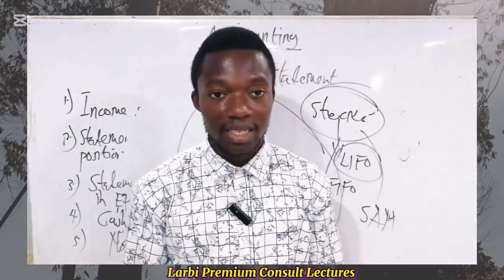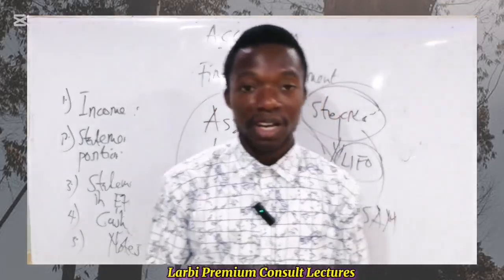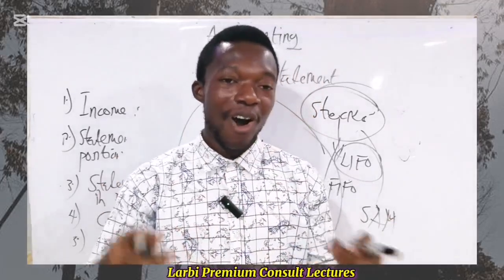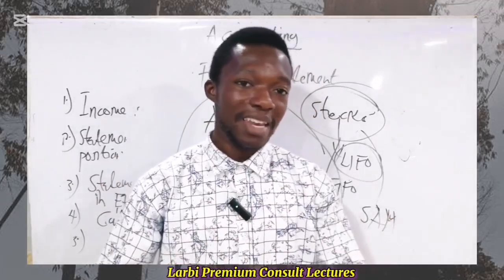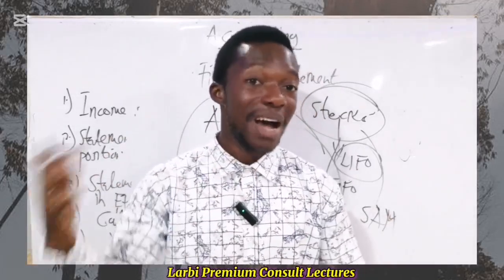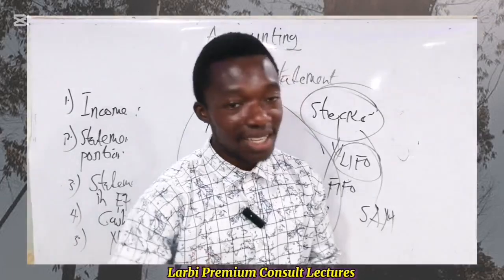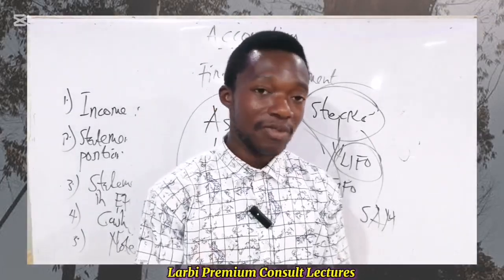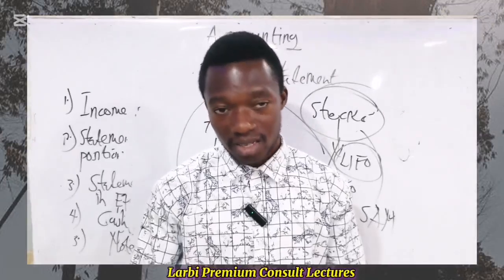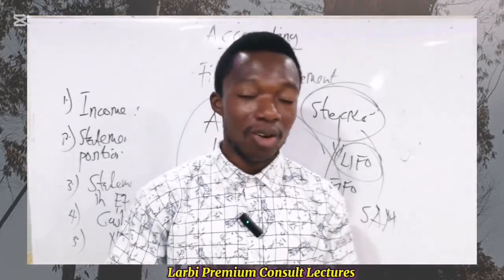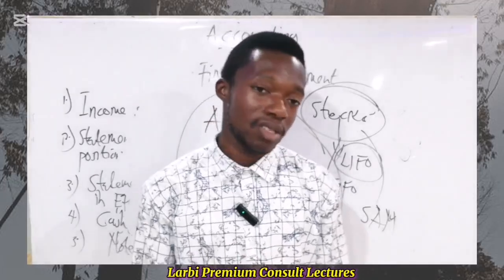And then lastly, it does not disclose the present value of the business. Since we made mention that all the financial statements that we prepare are based on historical information, past information, previous information, they cannot disclose the present condition or the present value of a business. And this is one of the limitations of the accounting information or the financial statement.